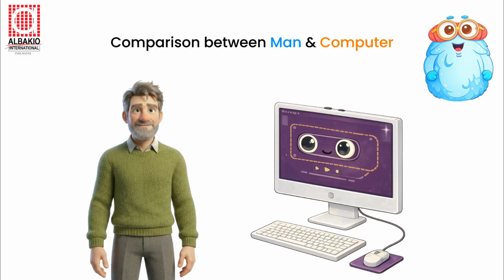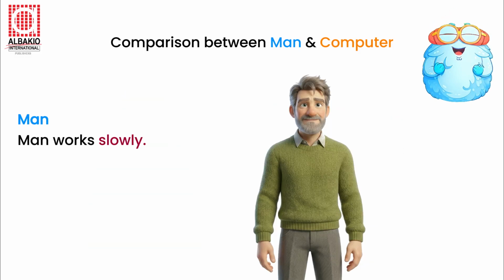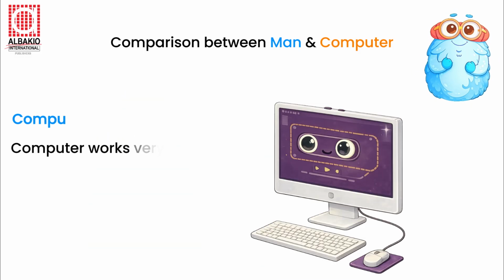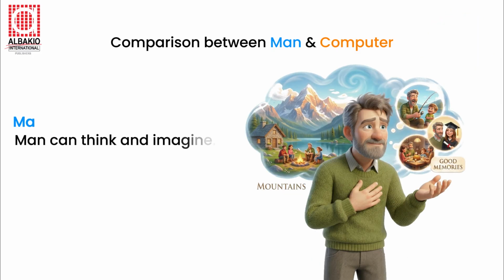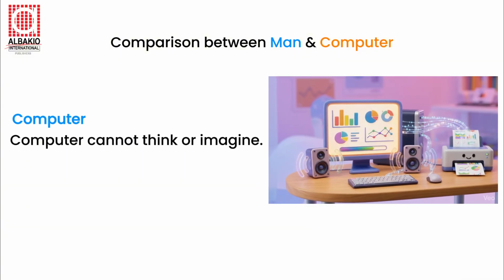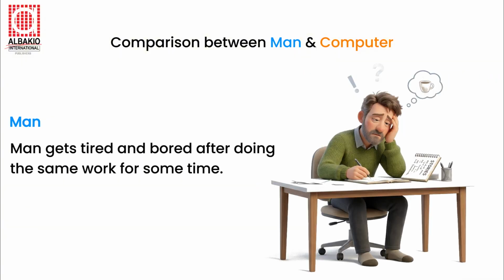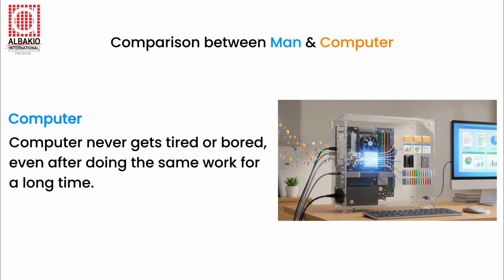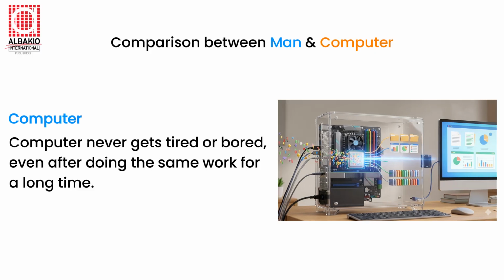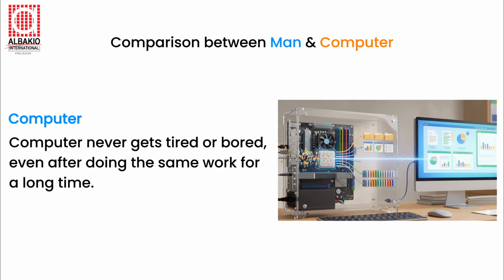Man versus computer. Man works slowly. However, computer works very fast. Man can think and imagine. Computer cannot think or imagine. Man gets tired and bored after doing the same work for some time. Computers never get tired or bored, even after doing the same work for a very long time.